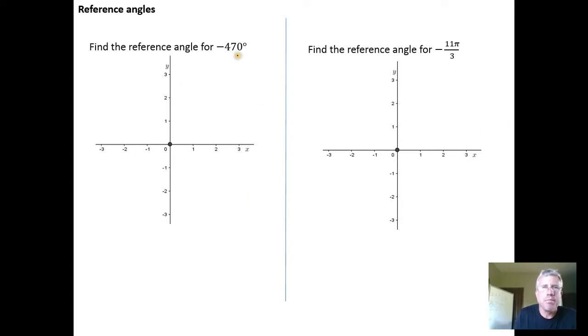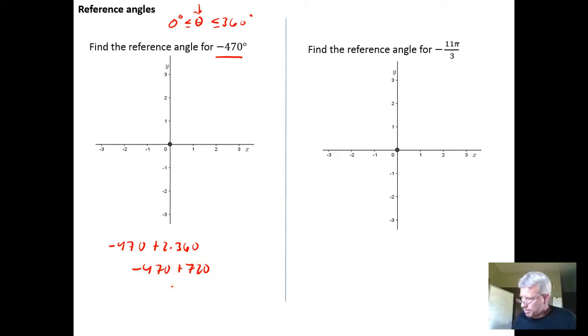So same game, but now with negative angles. So again, find an angle coterminal with negative 470 degrees that is between 0 and 360 degrees. So I'm going to take that negative 470 and add to it 2 times 360 degrees. So that's going to be negative 470 plus 720. And that's going to give me a 250 degree angle.